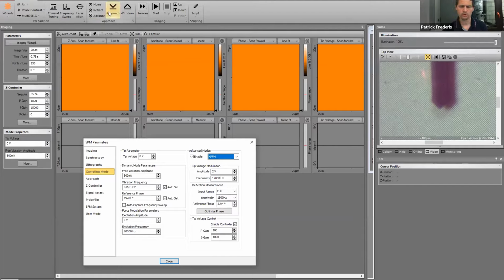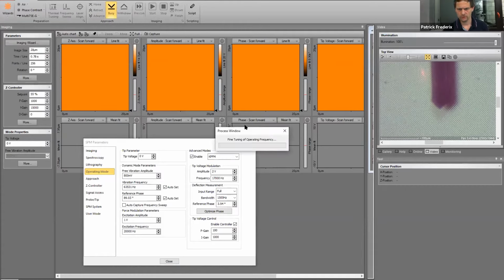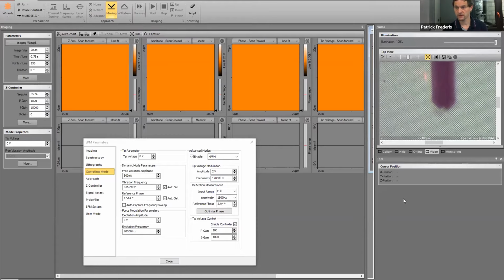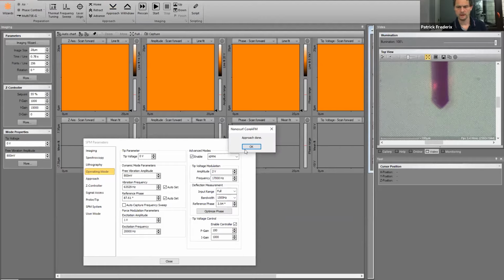And if I now approach the sample, it will shortly do a fine sweep to check whether my resonance frequency is still where it's supposed to be. It would also immediately detect if the cantilever would be broken off, or if you had changed cantilever type, it would give notice there. Nicely see the focus changing on the sample as the cantilever is going to the sample. And now it's already at the surface.